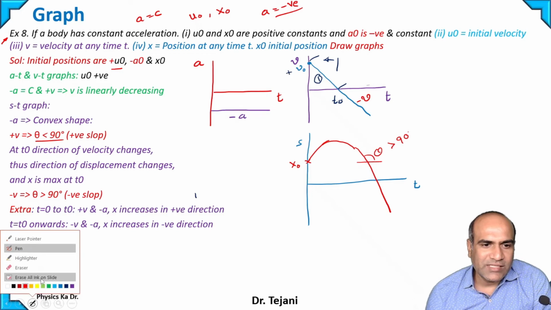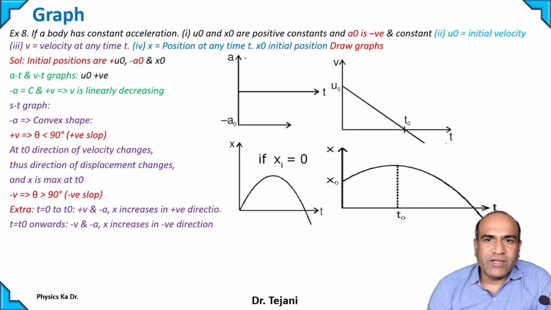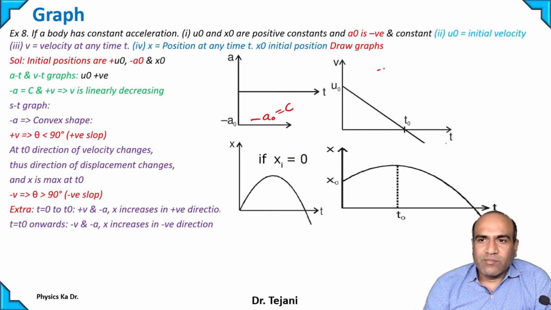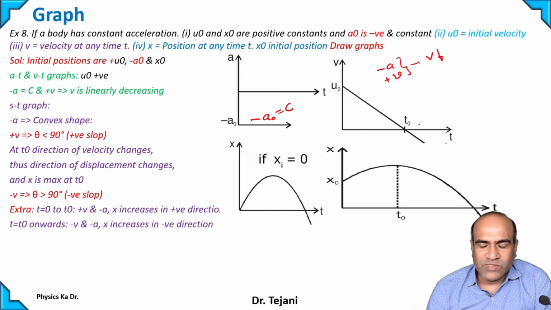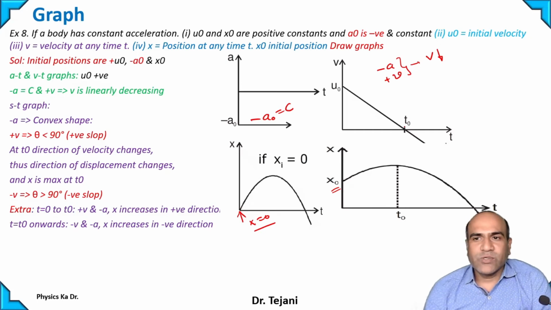Let's see the drawings. Here in the AT graph, it is minus acceleration, A0. Then in the VT graph, if A is constant, this line should be sloped. A is negative and v0 is positive, right? So V decreases like that, and it goes up to T0. Then in the next case, what do we need to check? If x is equal to 0, then this will be the drawing. Here it is x0.